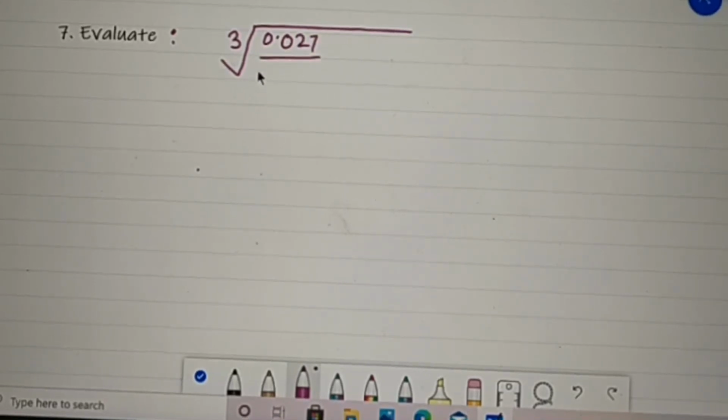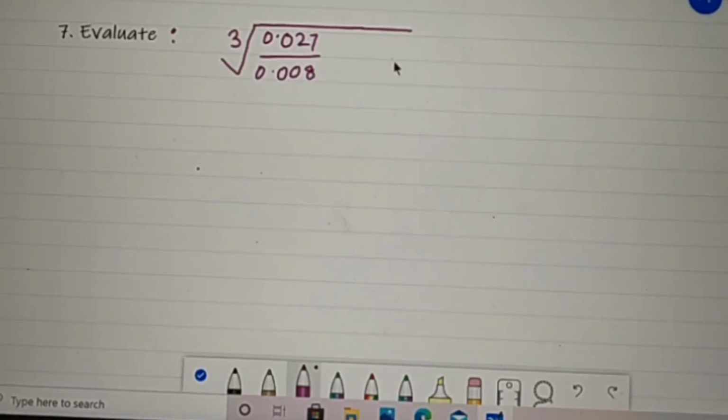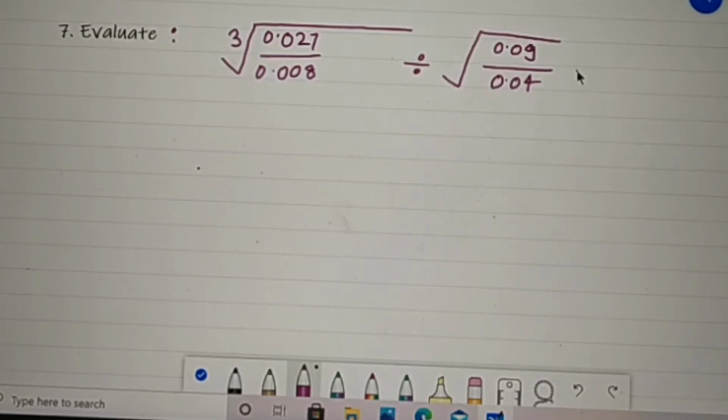Now you are given one expression, you have to evaluate. The expression is the cube root of 0.027 divided by 0.008, then divided by the square root of 0.09 divided by 0.04, and then minus 1.